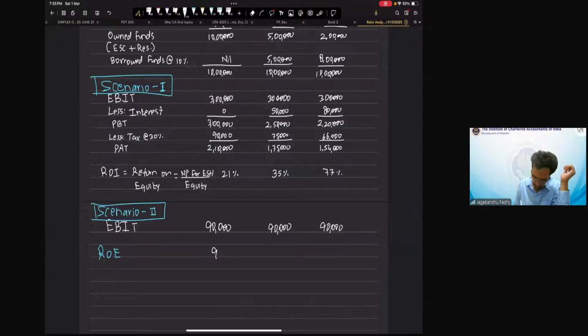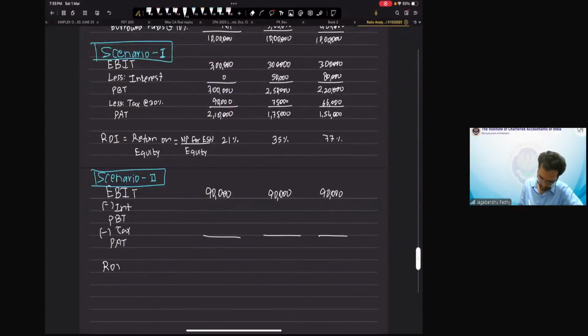For the first one, it is 9%. What about the second one? You need to prepare the income statement, by the way, guys. Because remember, I'm giving you EBIT. So from this, you need to subtract interest. You get PBT. Less you subtract tax, and then you get PAT, to get the return on equity number. So for the first one, it is definitely 9%. What about the second and the third company?